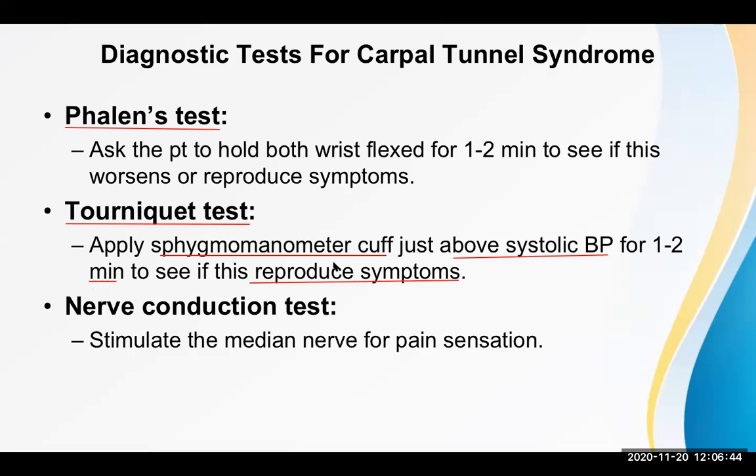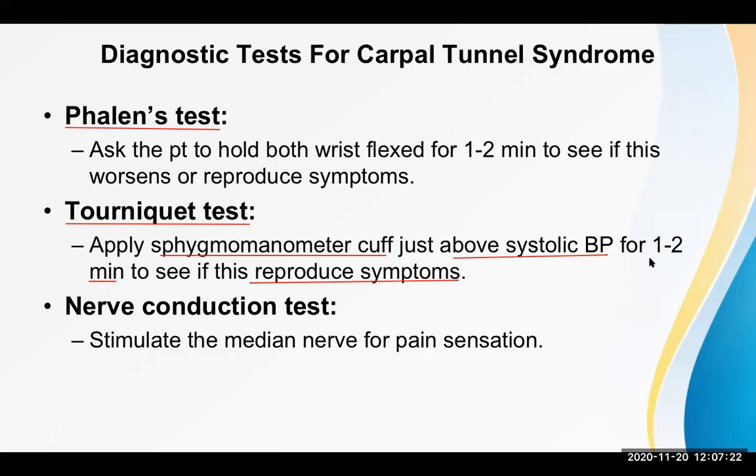Now, if you remember, a similar type of test can be done for the diagnosis of some other conditions also. Anybody, what is that condition where we use the sphygmomanometer above the systolic blood pressure to produce some of the symptoms? Hypocalcemia. Very good. What is the name of that sign? Trousseau sign. Excellent. Very good. We recently discussed that in the topic of calcium metabolism disorders. So this is the way to correlate things.